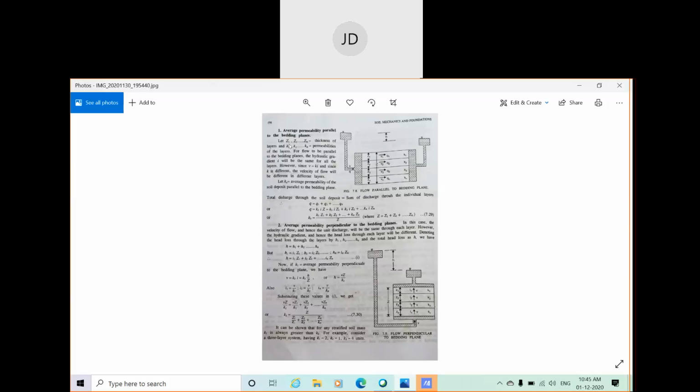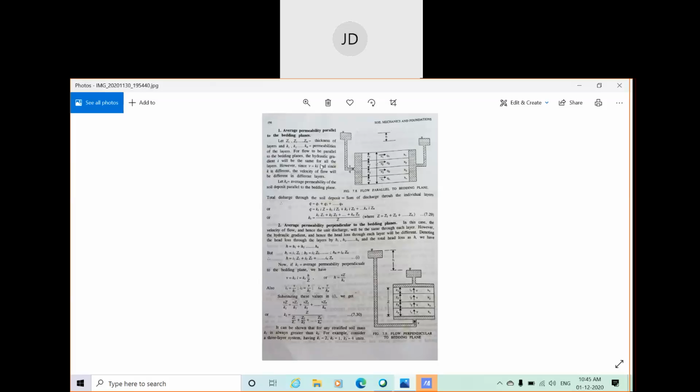Now here it is written: let z1, z2, zn be what? The thickness of layers. These z1, z2, z3 are the thicknesses of the layers, and k1, k2, and k3 up to kn are the permeabilities of the layers. So k1, k2, k3 are the individual coefficients of permeability of layers 1, 2, 3 and so on. We need to find out the average permeability of the stratified soil.